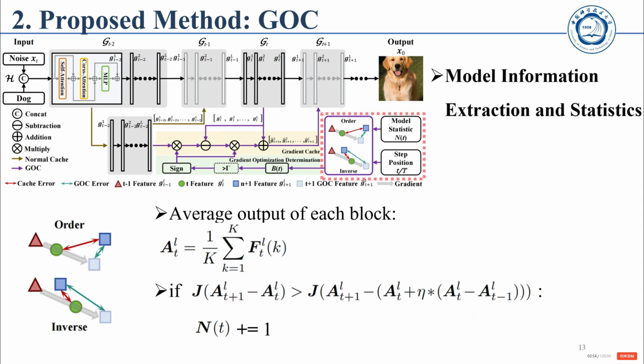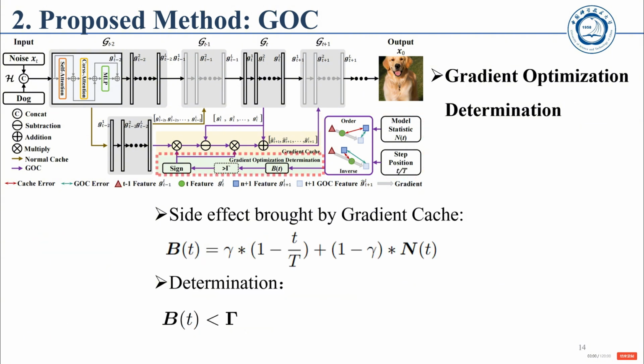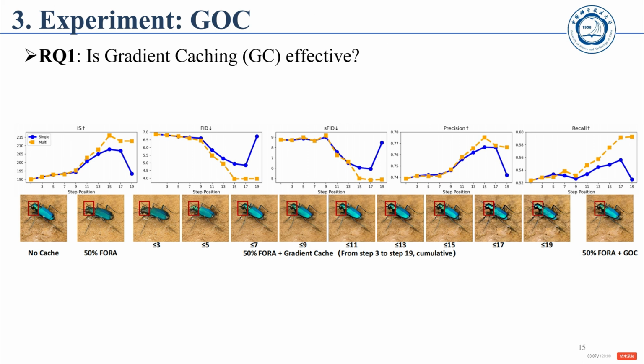However, during the model sampling process, there may be an inverse gradient phenomenon, which leads to gradient errors. Through calculation, we avoid applying GOC to steps where the probability of inverse gradient is high or to the later steps. Next is the experimental part.